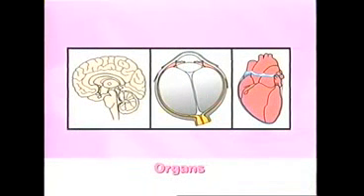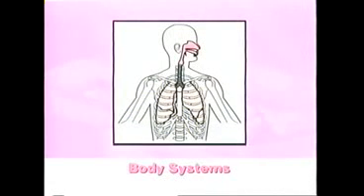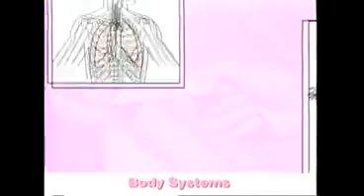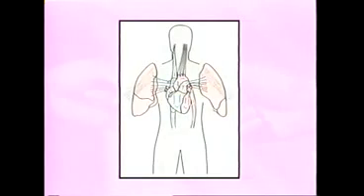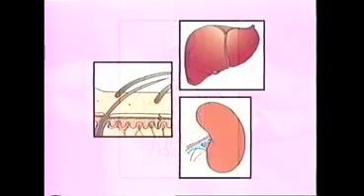Groups of the same types of cells make up tissues, and two or more different types of tissues make up organs, such as the brain, eyes, and heart. Finally, groups of body structures and/or organs make up body systems, which perform one or more vital functions for the body. This chapter covers 8 of these body systems. They are the skeletal, muscular, circulatory, nervous, digestive, excretory, respiratory, and endocrine systems.